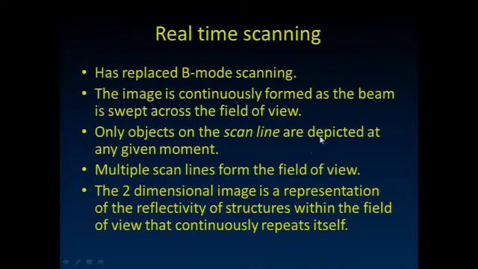Only objects on the scan line are depicted at any given moment. Multiple scan lines form the field of view. The two-dimensional image is a representation of the reflectivity of the structures within the field of view during the time it took to sample all of the lines in the field of view, right? Which may have taken a few hundredths of a second. So it's not instantaneously acquired all at one time, right? First one line, then the next line, then the other 98 lines that make up that single ultrasound image, and that's displayed. And then those lines start to update each other and are replaced as we go through.